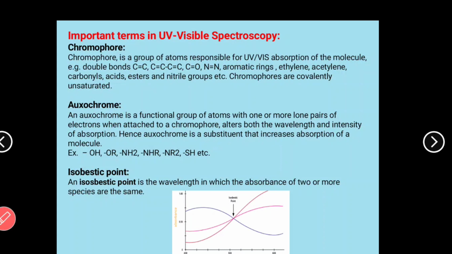Isosbestic point. Isosbestic point is the wavelength at which the absorbance of two or more species are the same. You can see here this is the isosbestic point of the sample.